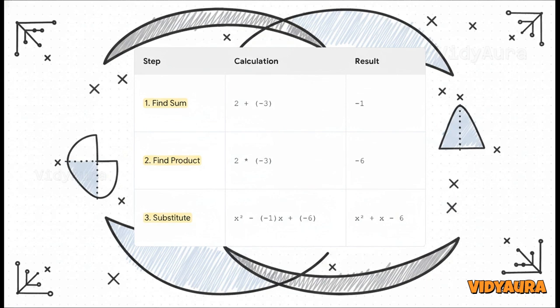Let's walk through one right now. Let's say we want a polynomial that has the zeros 2 and -3. Okay, step 1, find their sum. 2 plus -3 is -1. Easy. Step 2, find their product. 2 times -3 is -6. Now we just substitute those values into our formula. x squared minus -1x plus -6. A little cleanup, and boom! x squared plus x minus 6. We just built a polynomial out of thin air.